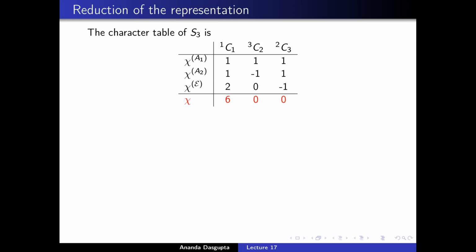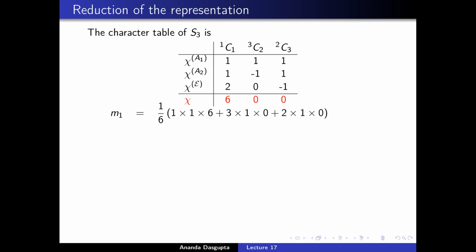You can of course calculate the same result simply by using the standard formula for calculating M alpha, the number of times a particular irrep occurs in a representation. And I'm just showing you one such calculation. You have to divide this product by the number of elements in the group, that is why you have a 1 by 6 in the front.